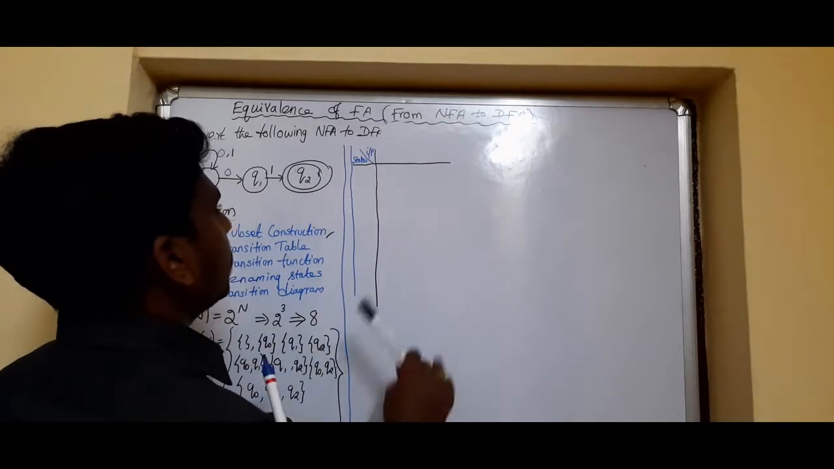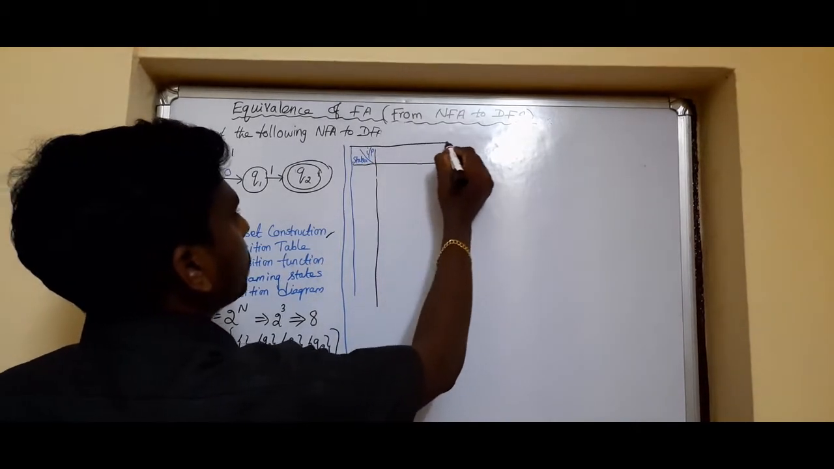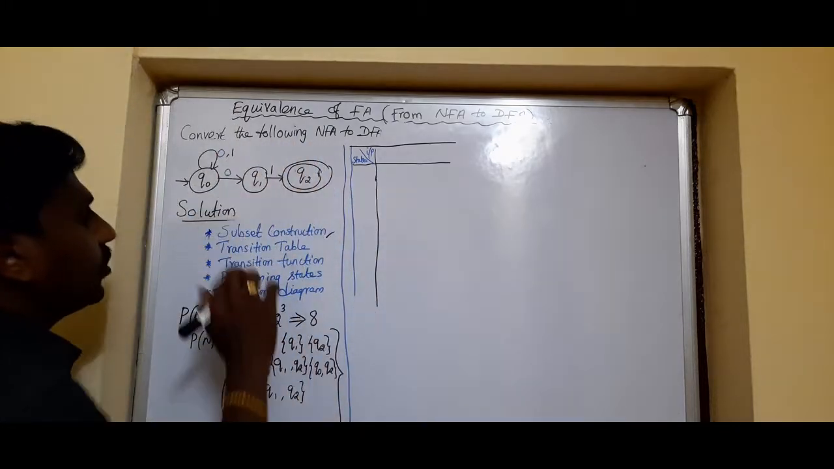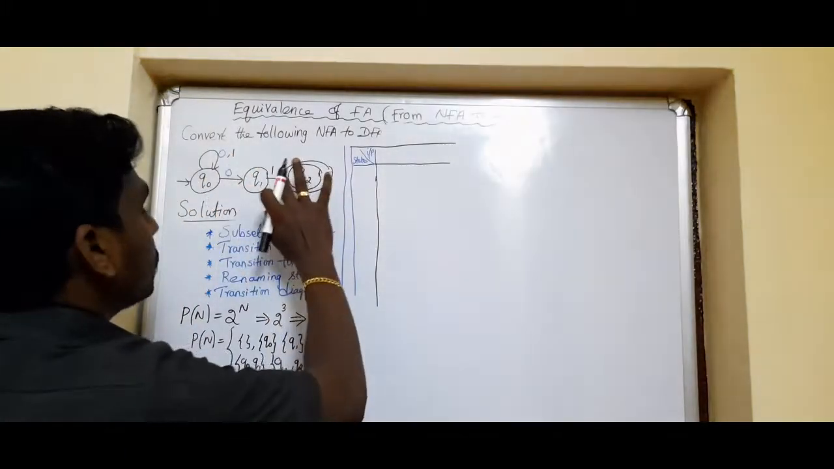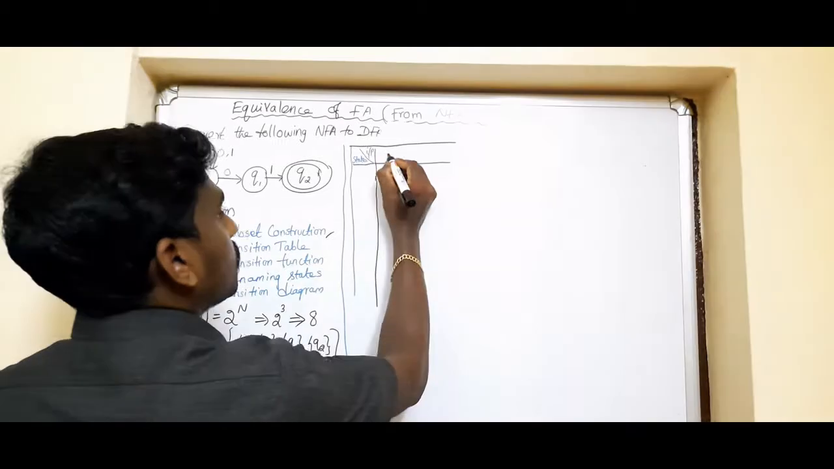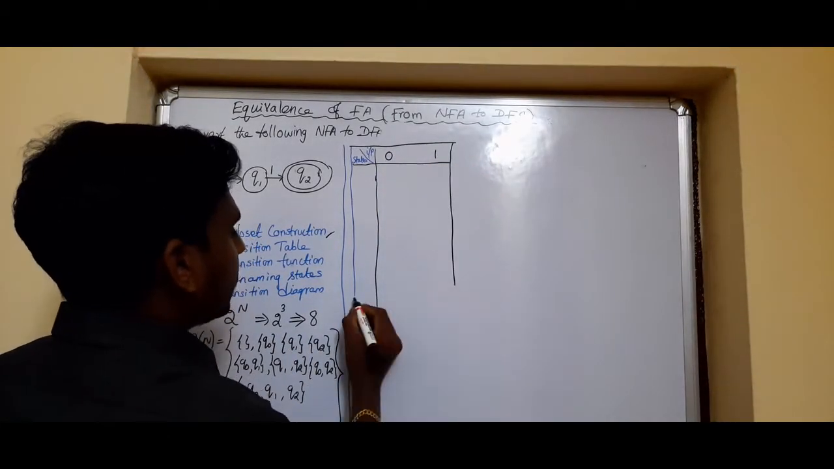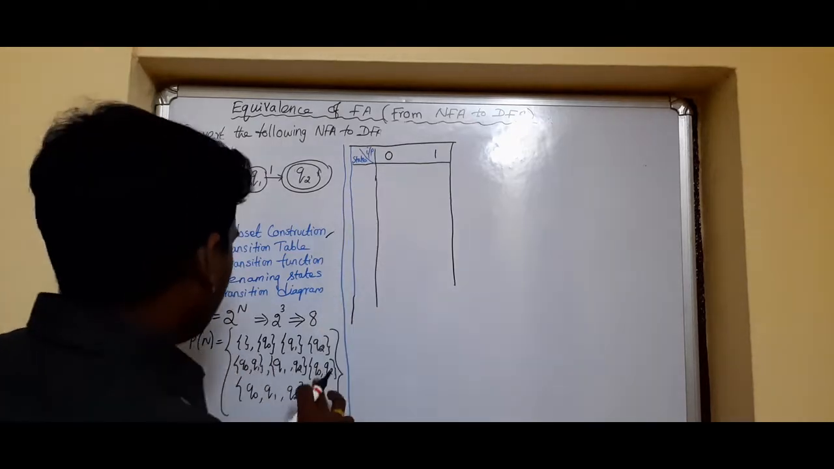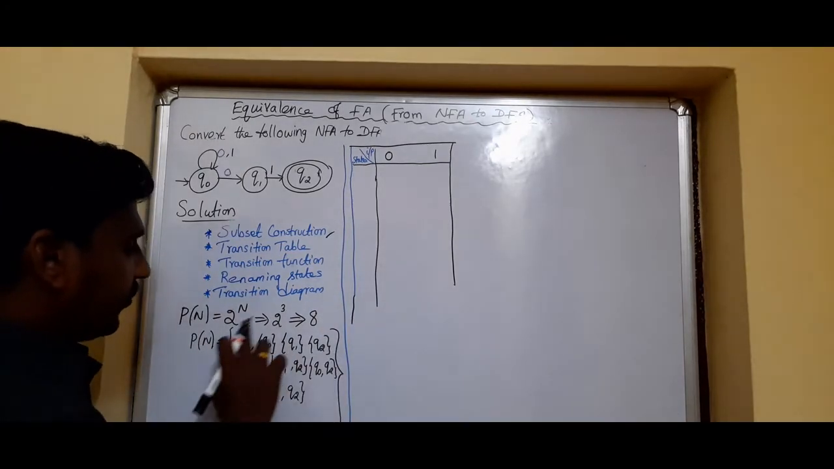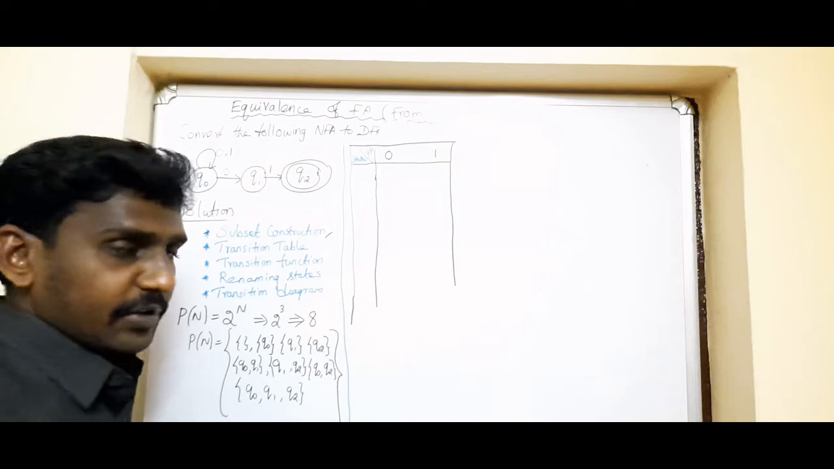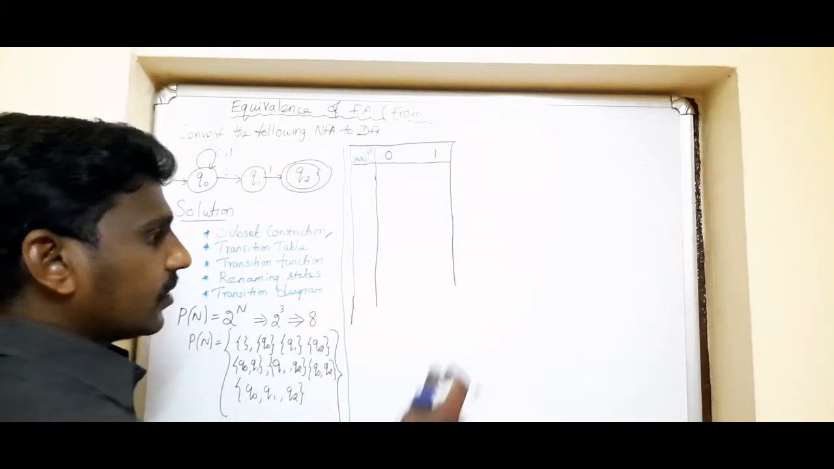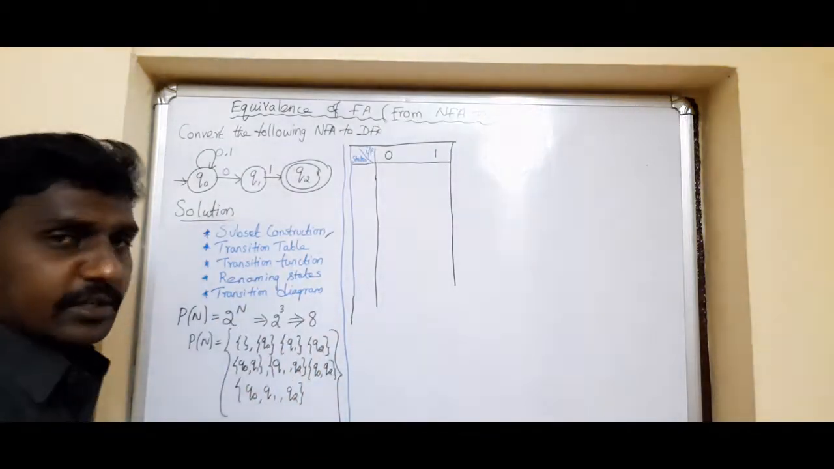Okay, this is state and this is input. So how many inputs do I have? 2 inputs. What are they? 0 and 1. So this is 0 and this is 1. So only 2 inputs. And how many states do we have to draw? What are the possible subsets we got? All the states we have to mention here, because while constructing a transition function it is needed.